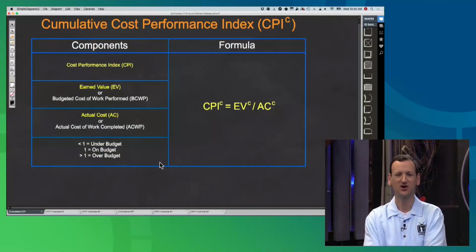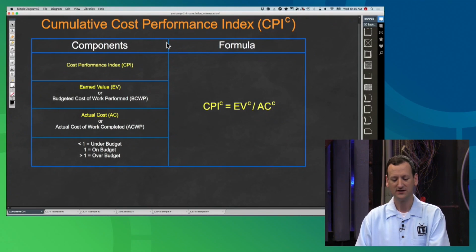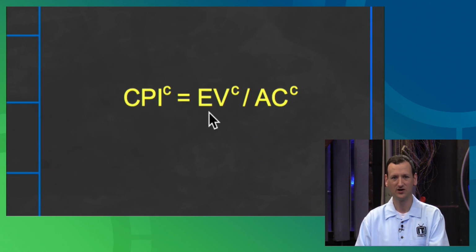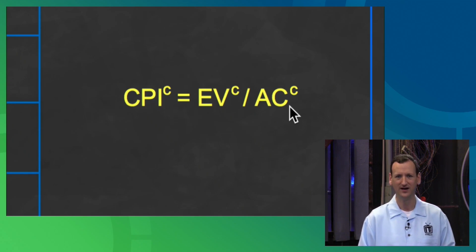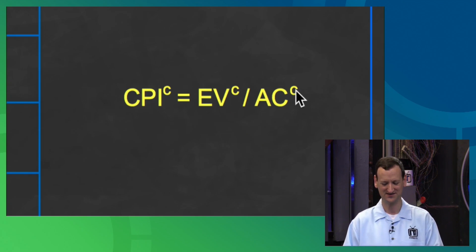We'll start with cost, because cost is usually the one that we deal with. Schedule is less common. With cost, what we do is we take our cost performance index, right? The same formula we saw in previous episodes. CPI equals EV divided by AC, right? There's nothing new there. That's just the standard formula. Well, except these little C's that are stuck up here, right? So what do all those little C's mean?